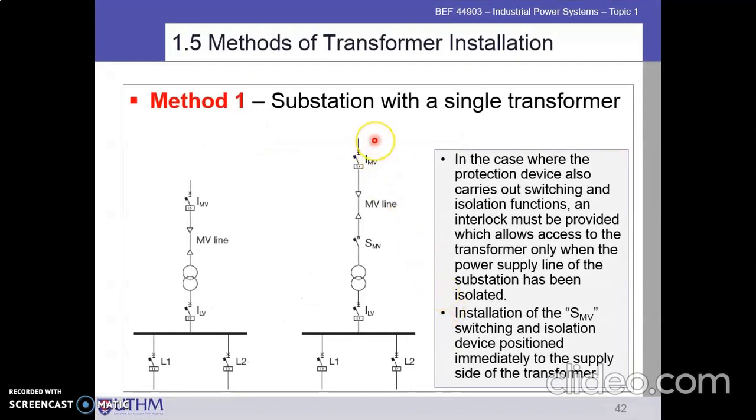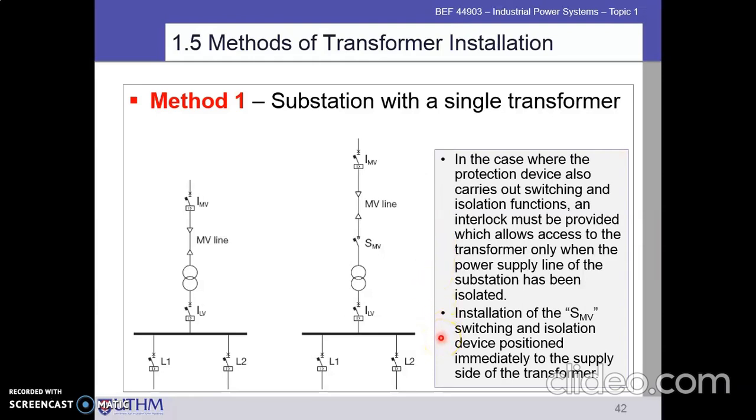Okay, this is the method of transformer installation. The first one is a substation with a single transformer. You can see, only a single transformer, so one transformer connects to all loads. In the case where the protection device also carries out switching and isolation functions, an interlock must be provided which allows access to the transformer only when the power supply line of the substation has been isolated.